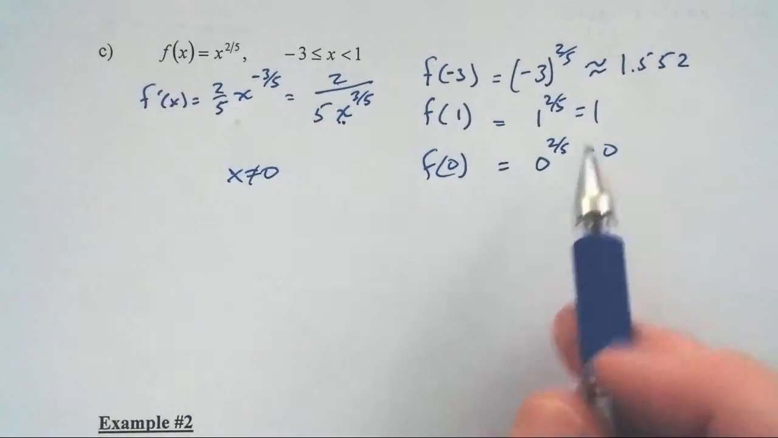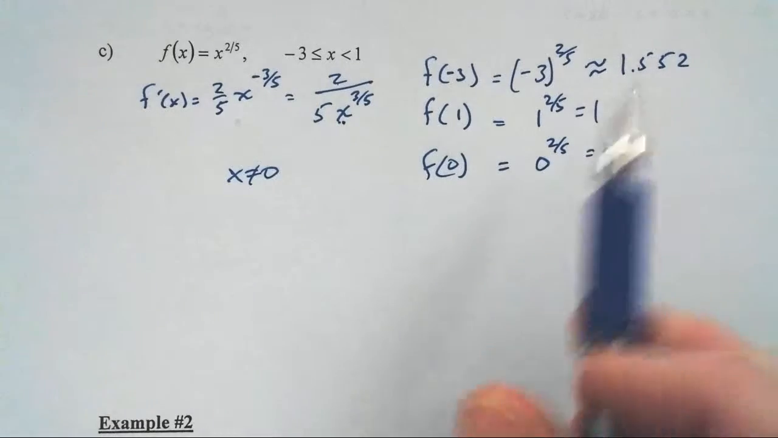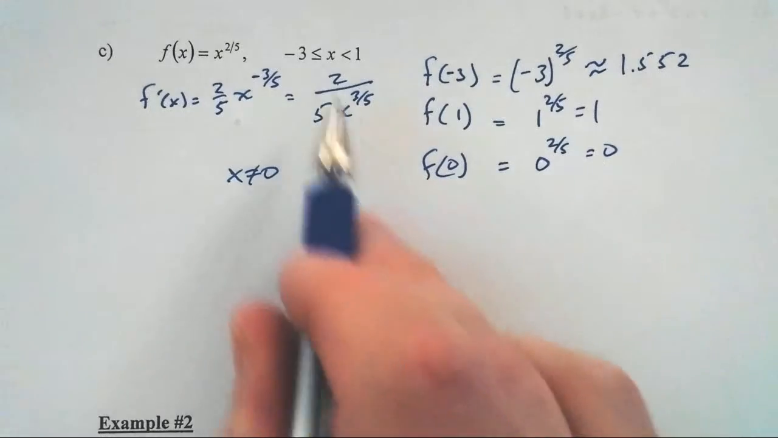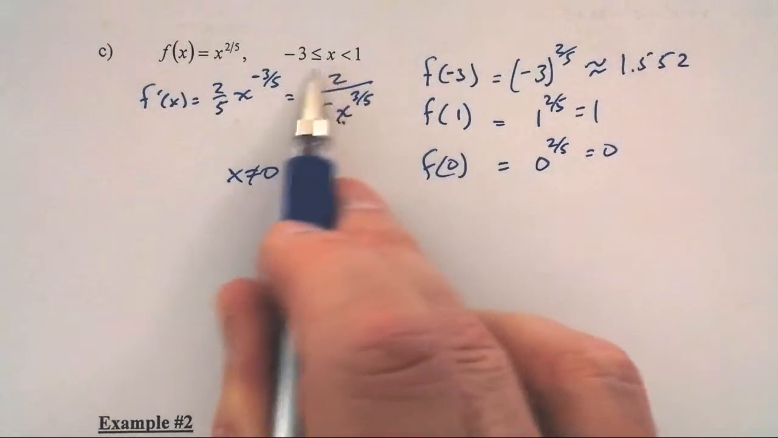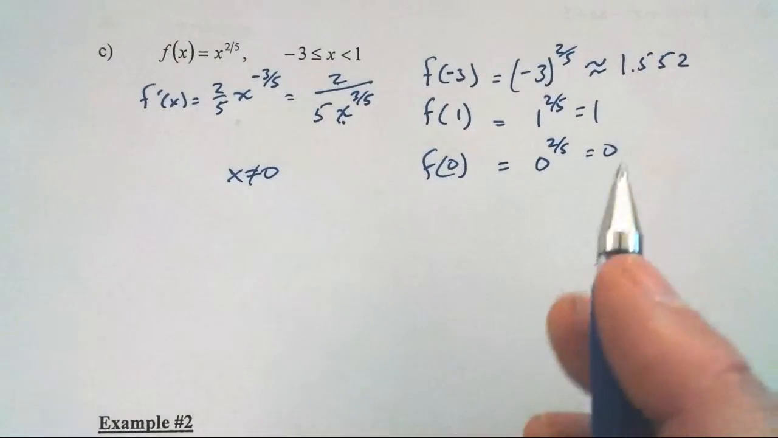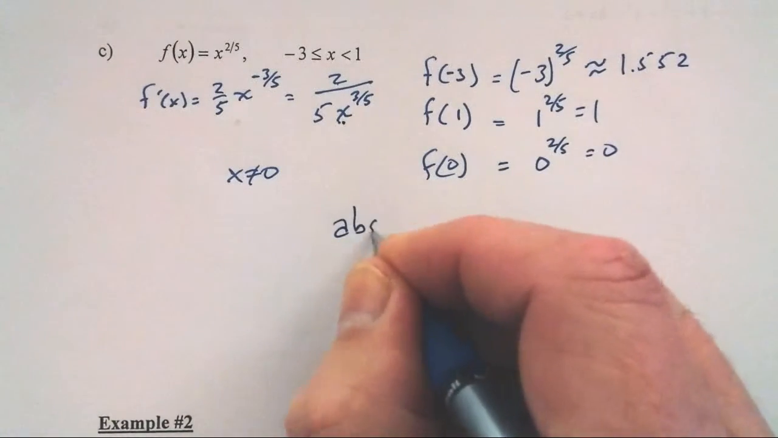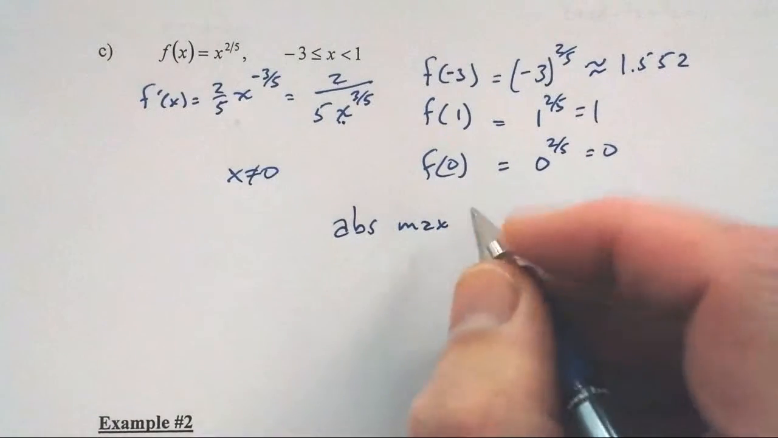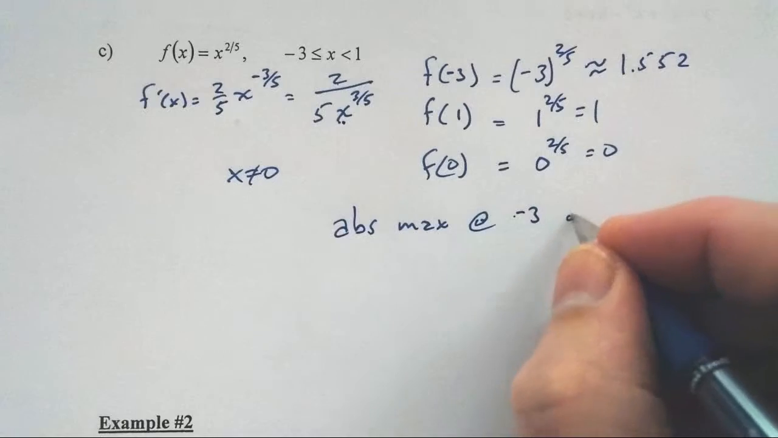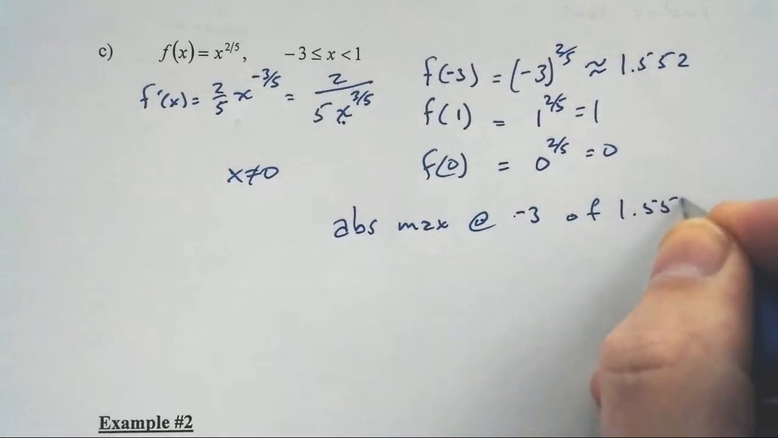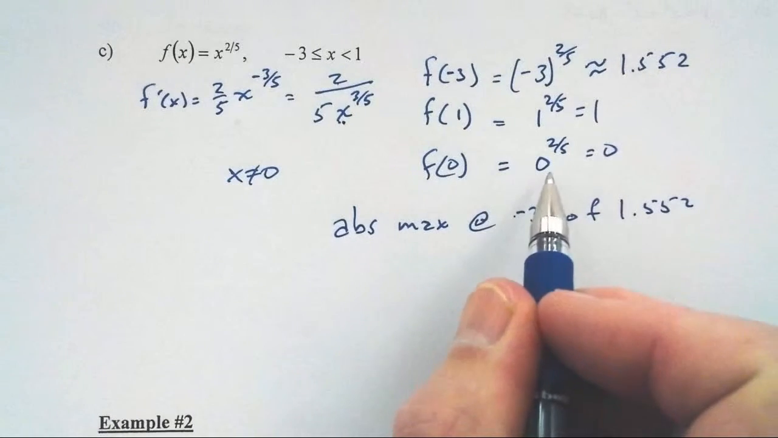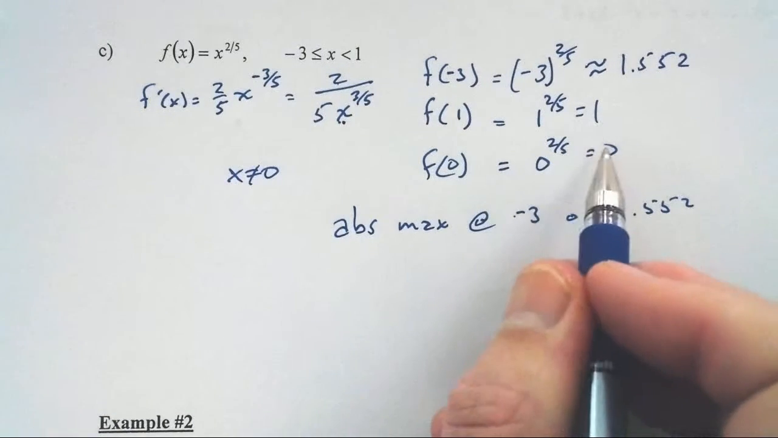Okay. So there are possibilities for maxes and mins. Well, 1.552 is a maximum, 0 is a minimum, 0 is contained inside the domain, 1's an endpoint, but it's neither a maximum nor a minimum. So we have an absolute maximum at -3 of 1.552, and we have inside here, this is a relative minimum, but it's also a minimum.